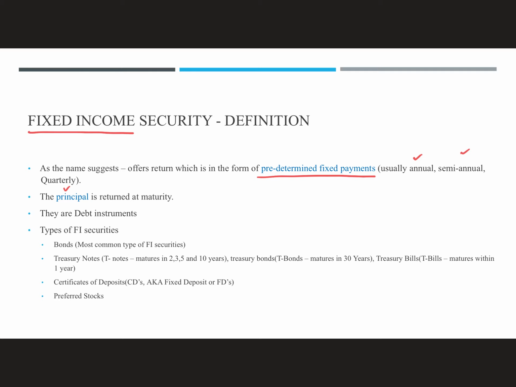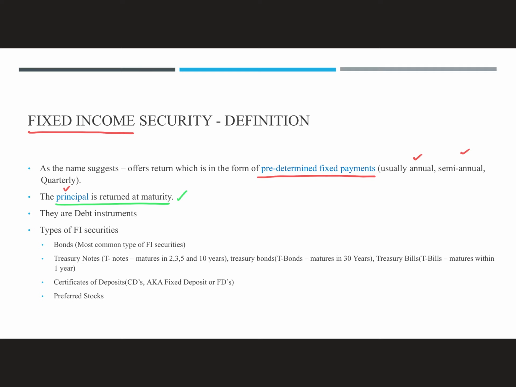Another characteristic of a fixed income security is that principal is returned at maturity. What do you mean by principal? Principal is a payment that is defined in the indentures or covenants or legal terms and conditions of the security, an amount which is defined in these covenants, and it is mentioned that this amount will be returned at the maturity. So what do you mean by maturity?